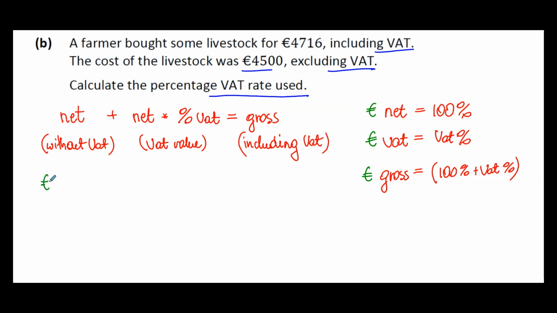If I'm going with this value, 4,716, that's what we have on one side of the equation. That is the value including VAT. So this is where we should put our percentage. What's the problem that I am having here? That I don't actually know the exact percentage. Then I say to myself, okay, how about I look at it from the point of view of net value.